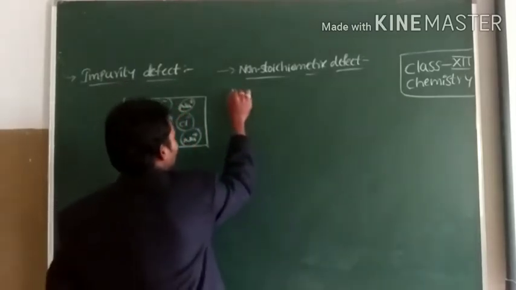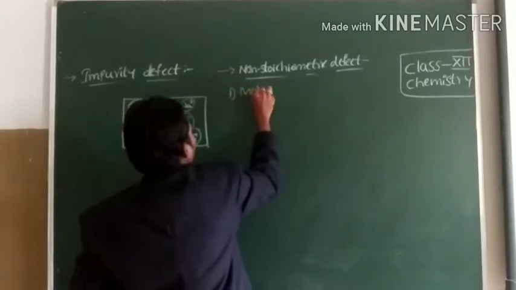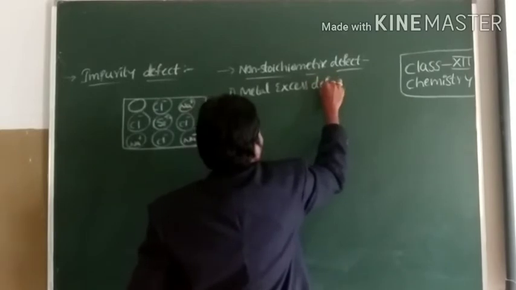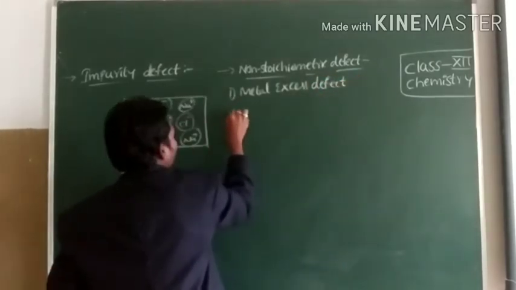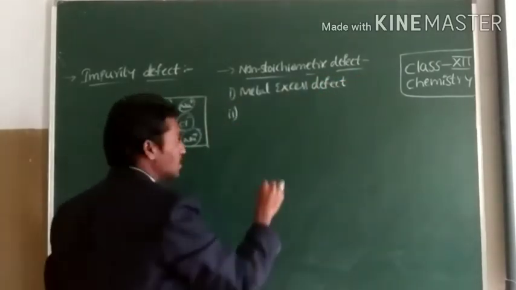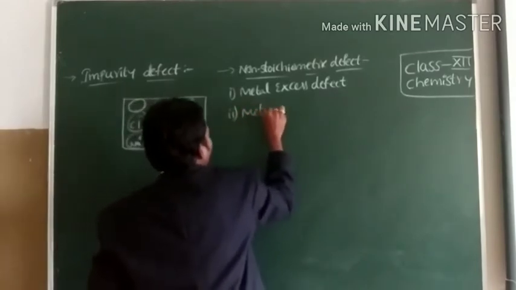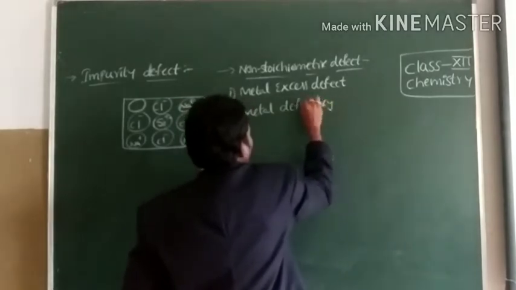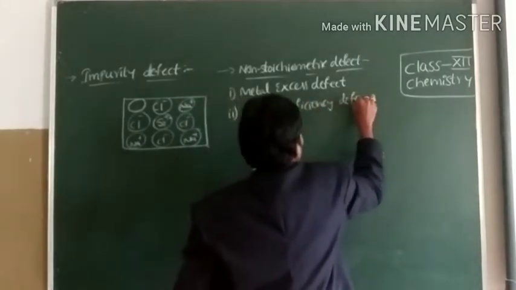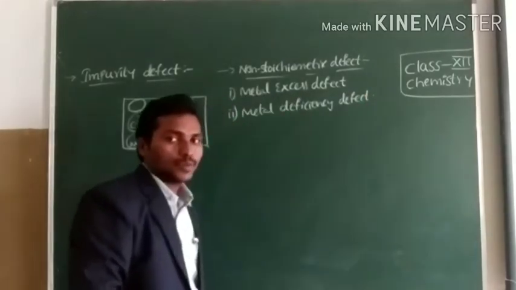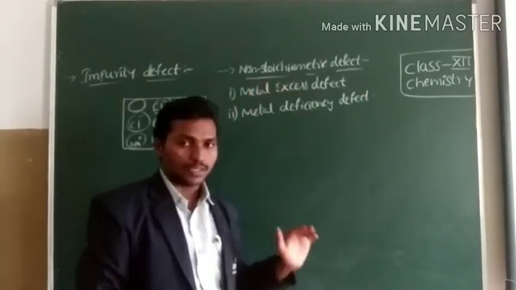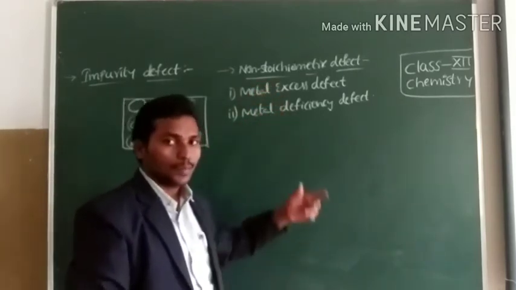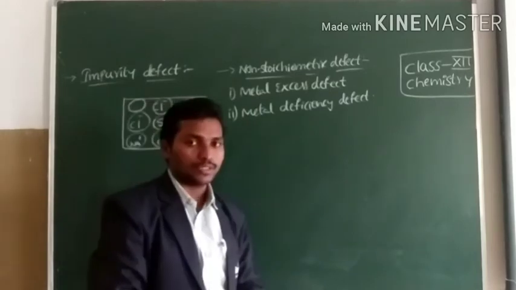One is metal excess defect. And the second one, metal deficiency defect. So the non-stoichiometric defect disturbs the stoichiometry of the metals, and is classified into metal excess defect and metal deficiency defect. Let us talk about them.